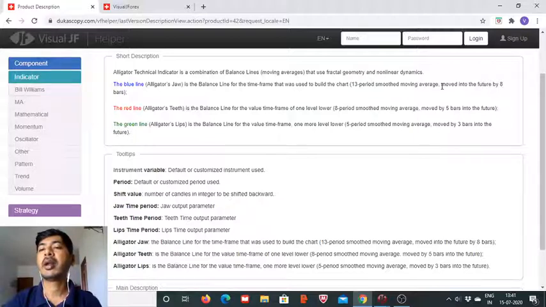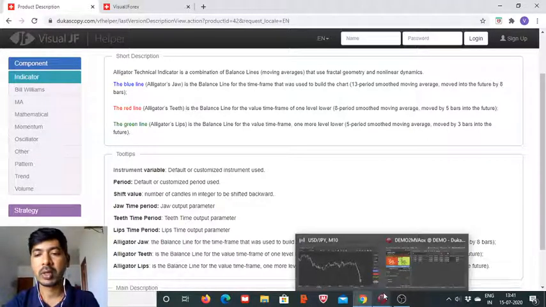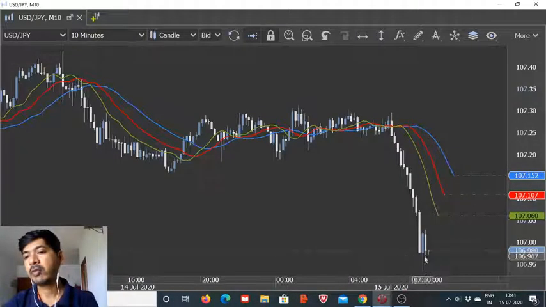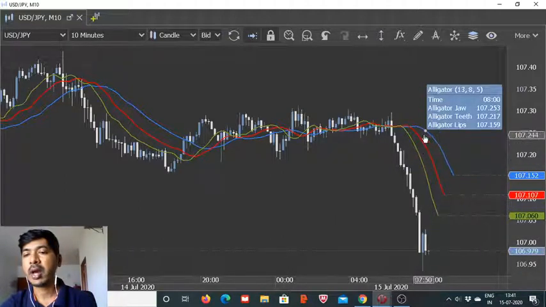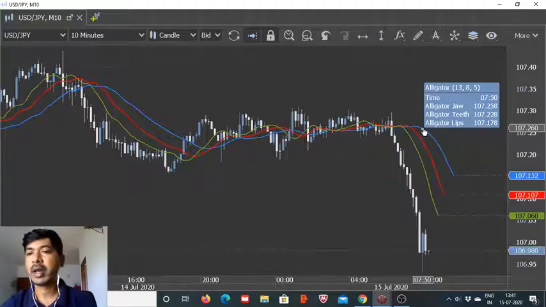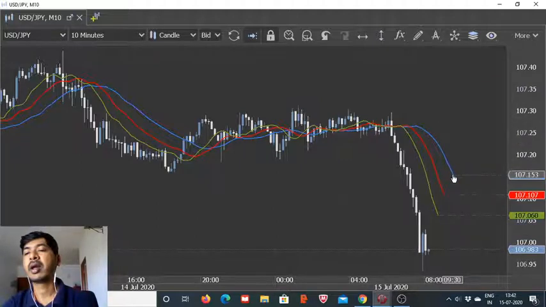One more important thing is that this value which we get is moved into the future by 8 bars. So here I would explain the logic to you. Now if you consider this, the candle's time is 10 past 8 GMT, and if we now have to consider the alligator's value, it will be moved 80 minutes into the future, 8 bars of 10 minutes each, and this will be showing the value at 9:30 GMT.